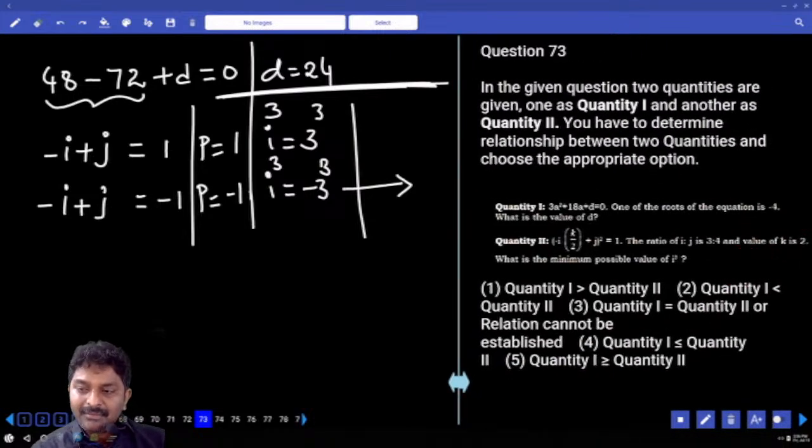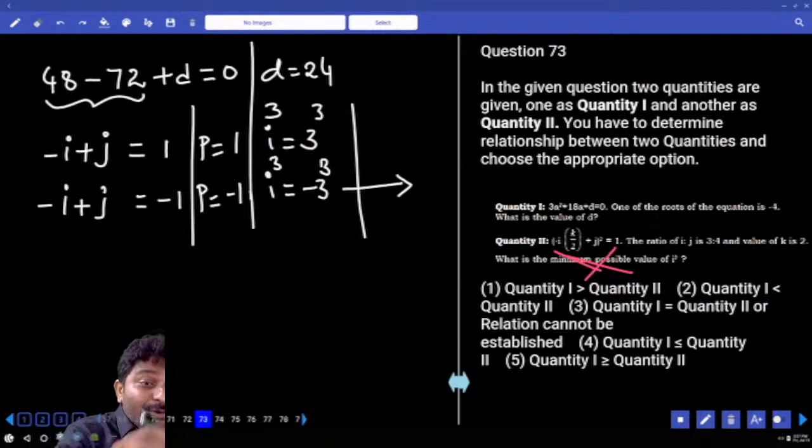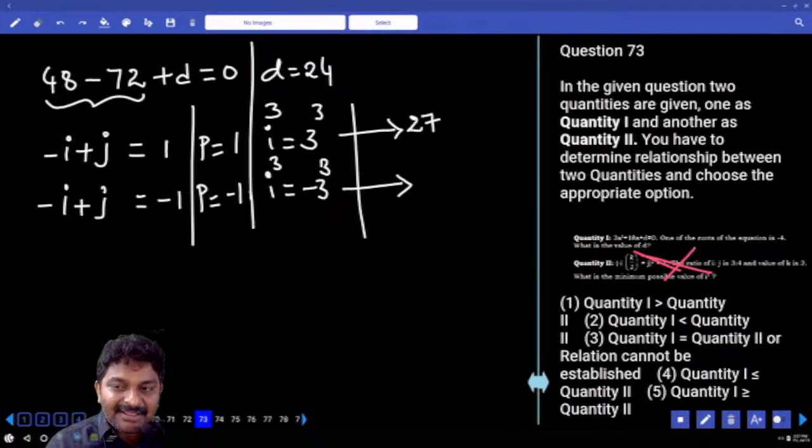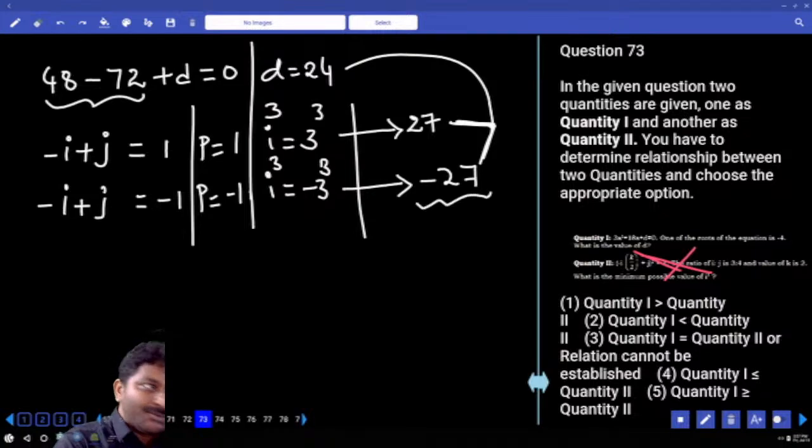Now in this same question, if it does not say minimum possible value and instead asks what is the value of I cube, then the answer is no relation, because in Q2 we are going to get two numbers. One is 3 cube, 27, the other is minus 27, and this 27 lies in between these two numbers, correct? Then relation cannot be established, because the question says minimum number in Q2. We are supposed to take only negative, so we are getting the answer.